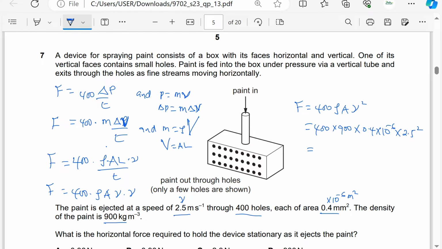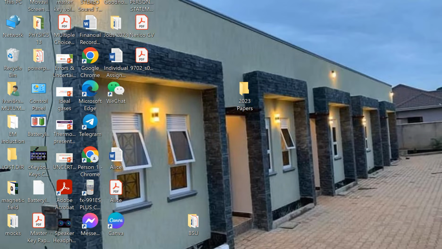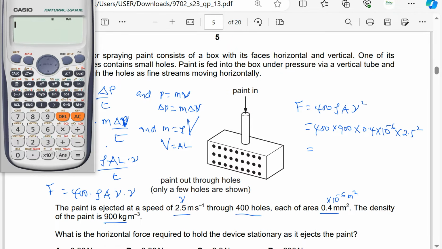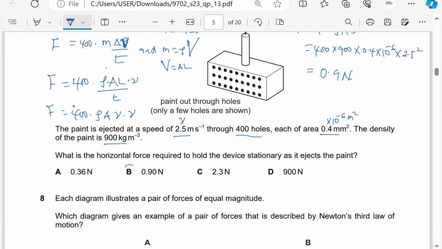So I'll check my calculator. Okay, so on my calculator, 400 times 900 times 0.4 exponent minus 6 times 2.5 squared. So this is 0.9. So the force is 0.9 newtons. So the answer here is going to be B.